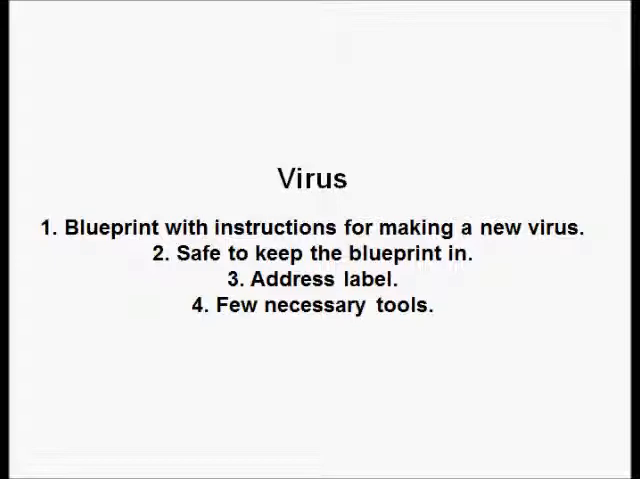So to do that, you need some things. You need the blueprint, like it says in point number 1 there. You need the safe, because if you have your blueprint floating around naked, it's really easy to get damaged. The DNA or RNA is highly reactive with other things that it would come into contact with. So in order to keep up its integrity, you have to have a safe. We'll talk about the safe a little bit. The address label, which is going to be on the outside of the virus, is going to allow the virus to find, connect with, and then fuse to host cells. And then the few necessary tools.